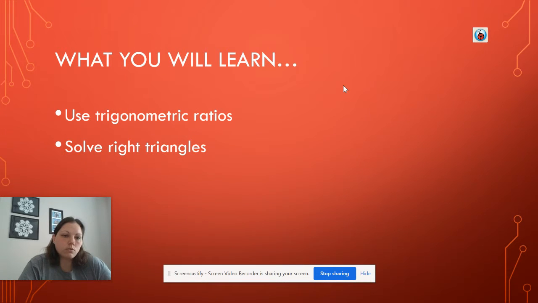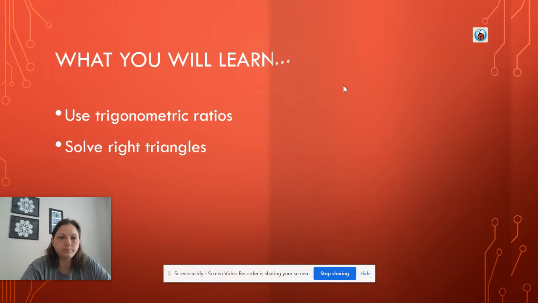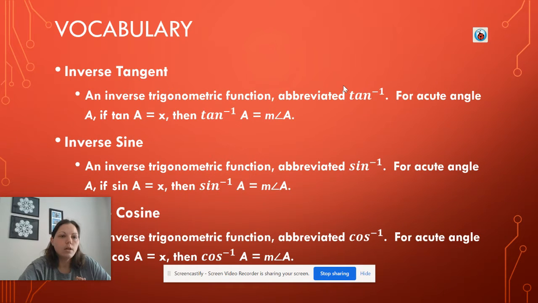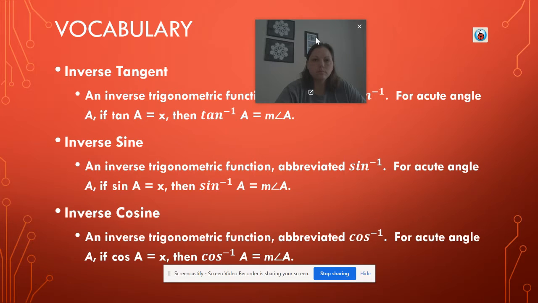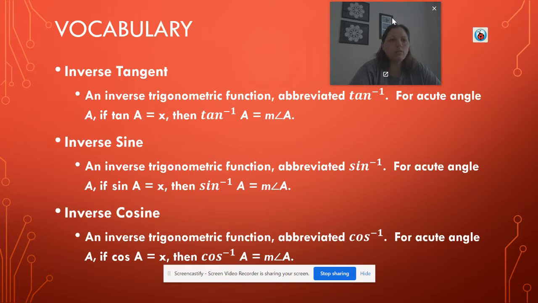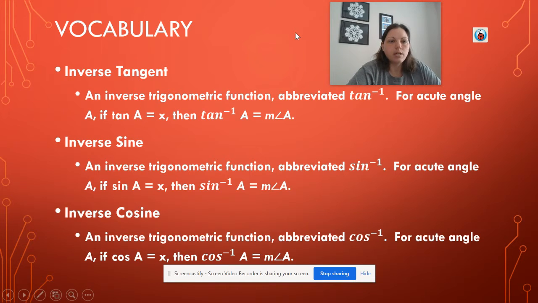Okay, so we're going to use trigonometric ratios and solve right triangles, which again means find every side length of a triangle and every measure of an angle. And we're going to do that by using inverse tangent. The inverse trigonometric function is abbreviated tan^-1 for the acute angle A. If tangent A equals x, then the tangent inverse of x equals the measure of angle A. And you'll see what that means in a minute.